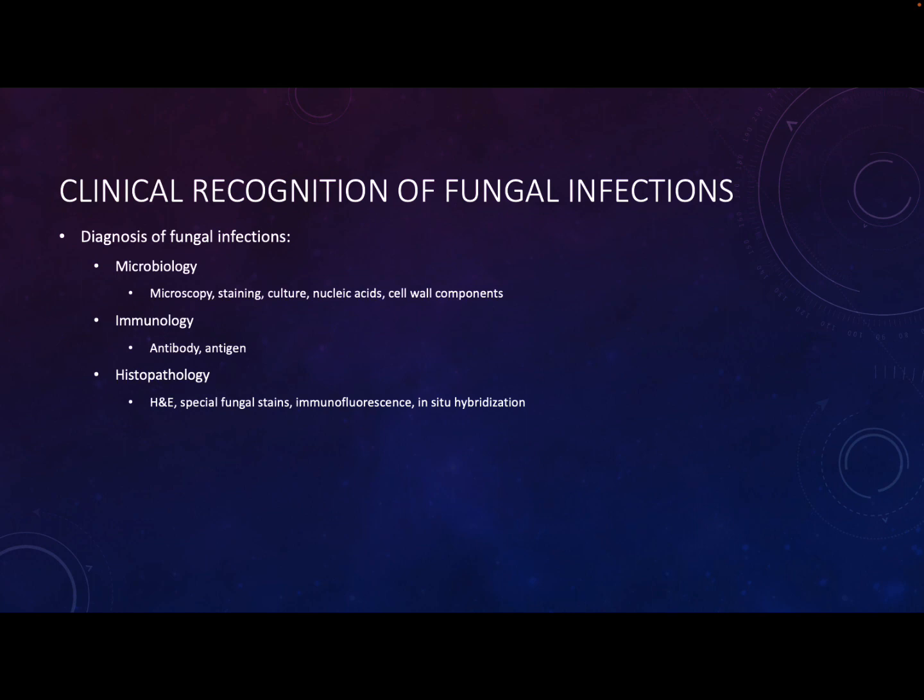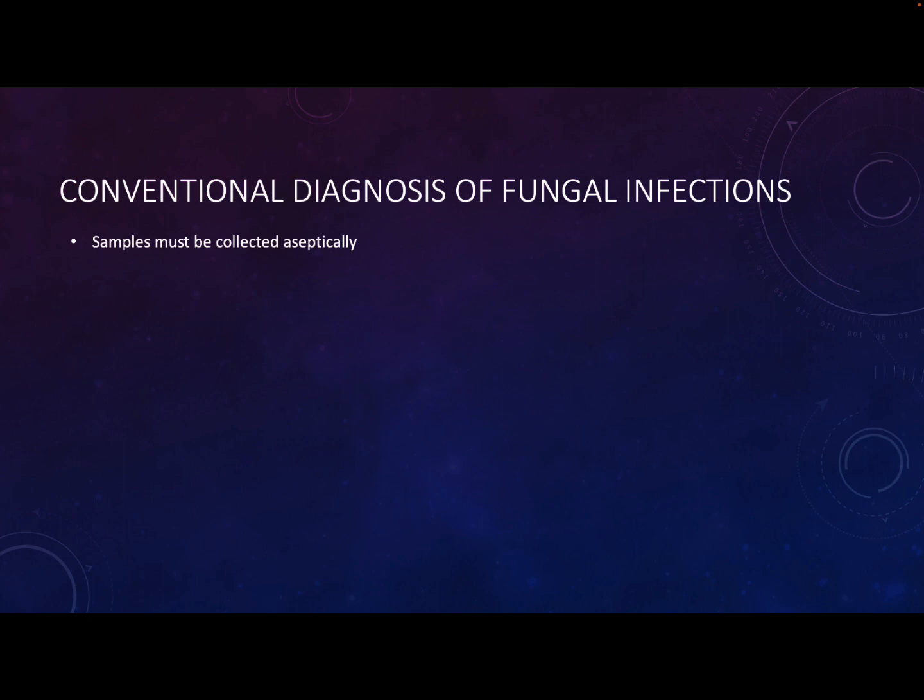They have a cell wall made of chitin. We don't have chitin. They don't have peptidoglycan either. It's chitin. There are some immunological assays. So you can look for antibody production against the fungus, or you can look for fungal antigens present in the host. And you can do histopathology, different types of staining, immunofluorescence, etc. So just like we do with a lot of other infections, that's how you can diagnose them.